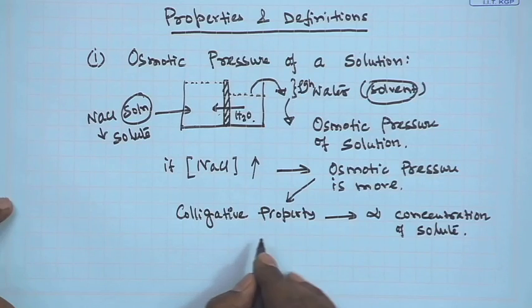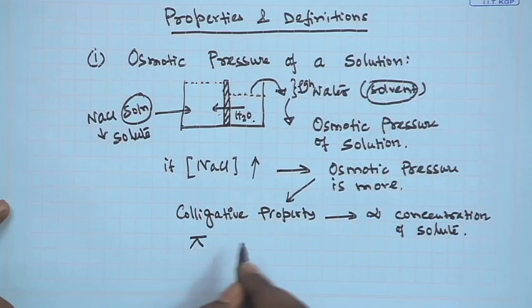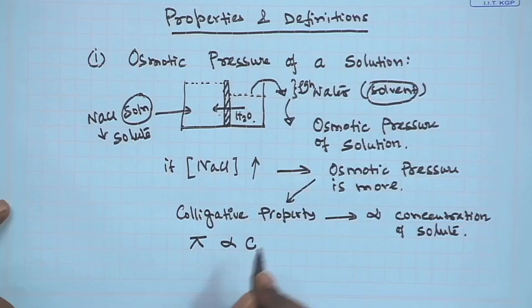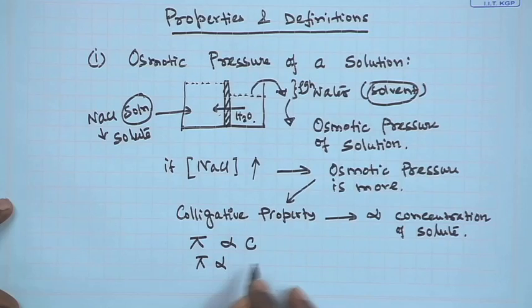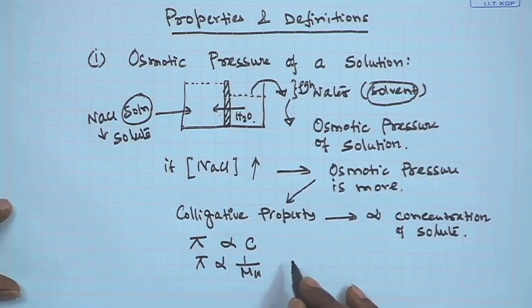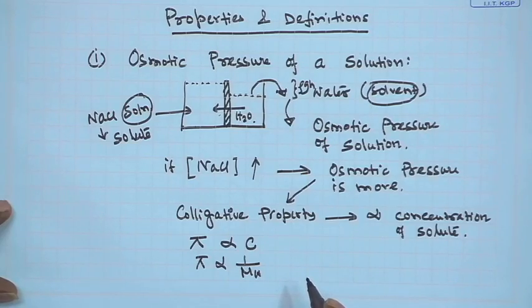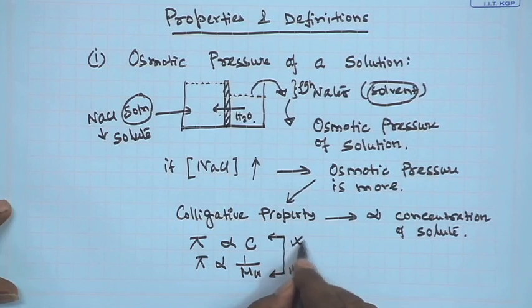So, osmotic pressure is typically denoted by the symbol pi, and pi is proportional to C. Another property of osmotic pressure is that it is inversely proportional to the molecular weight. The size of the solute is directly proportional to the molecular weight. So, if we have a smaller solute with a smaller molecular weight, its osmotic pressure is high. Therefore, one can have high osmotic pressure if we have a smaller molecular weight solute and a larger concentration of the solute.